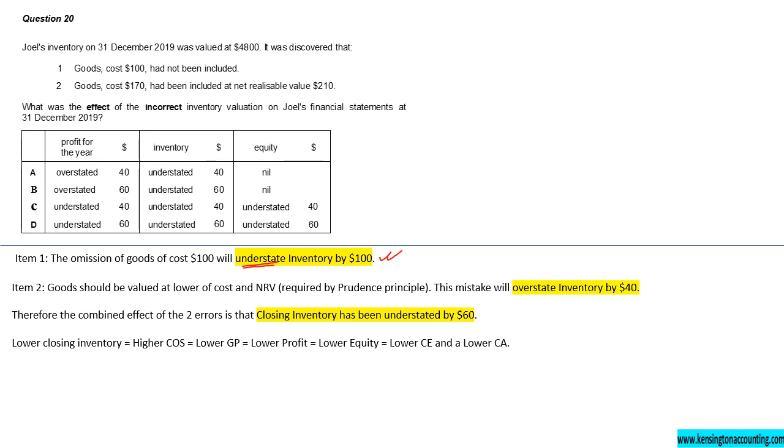Second item, goods costing 170 had been included at its net realizable value of 210. Now, this is against the Prudence Principle, because the Prudence Principle requires that goods should be valued at the lower of cost and NRV. Therefore, this is wrong. This particular goods should have been included in the inventory at only 170 instead of 210. Therefore, the inventory was overstated by the difference, which is 40. Now, the net effect of these 2 errors is that the closing inventory has been understated by 60. So, understated here by 100, overstated by 40. Therefore, the net effect is understatement of the inventory by 60.